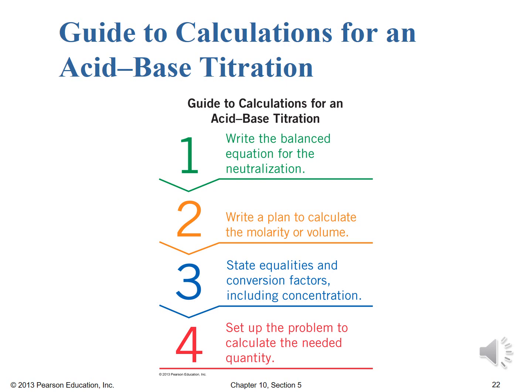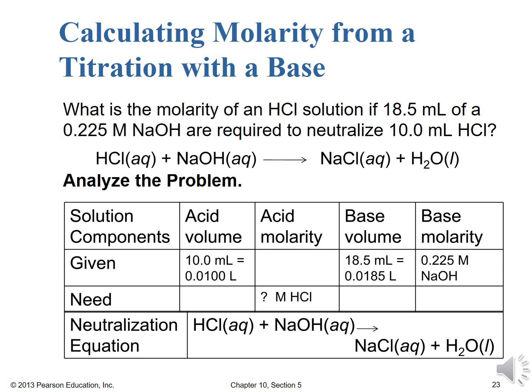Third, we'll state equalities and conversion factors, including concentration, because that's going to factor in at least for the base, if not for both the base and the acid. And then finally, we'll set up the problem to calculate the quantity that we need. So pretty classic guide. Just the specifics of these problems will involve those neutralization reactions. So let's take some time to work an example together, and then we'll have you try a learning check.